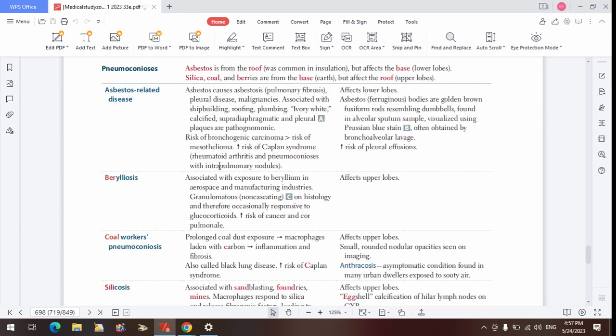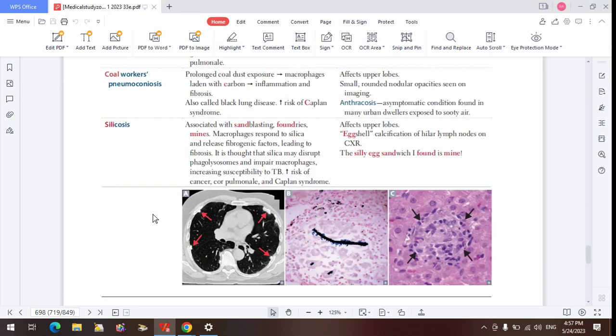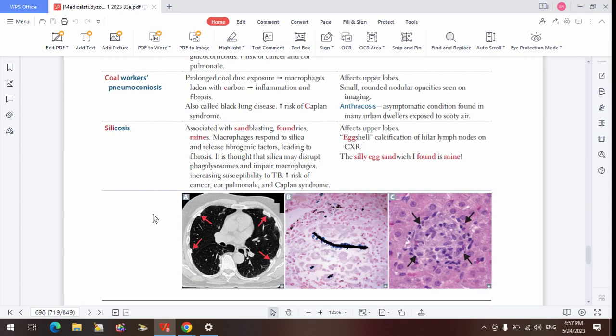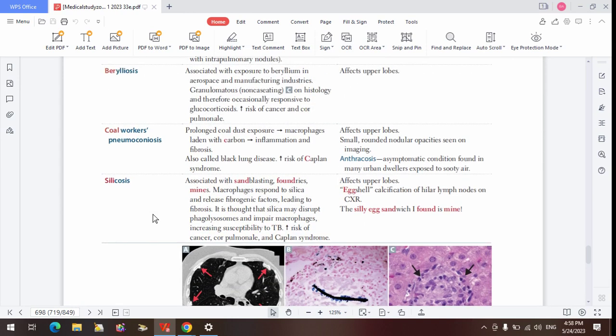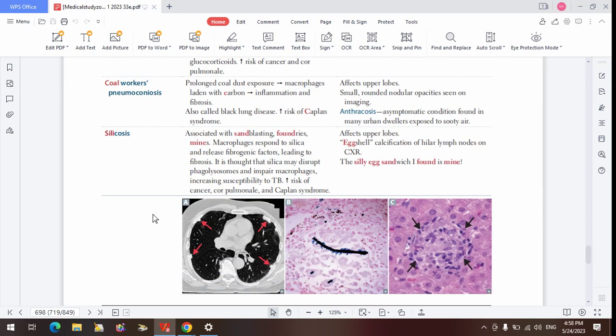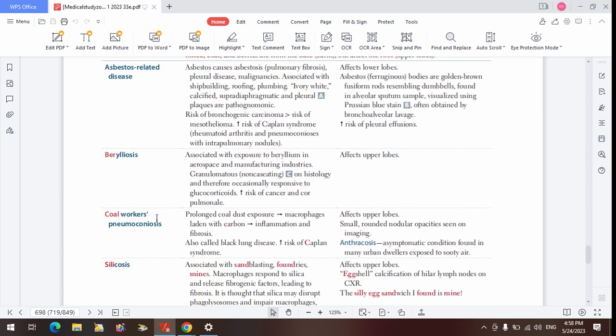So, Dr. Francois, that particular image you showed, we are talking about the asbestos. Is that the asbestosis? Yes, it's a kind of asbestos related disease, the supradiaphragmatic plaques. That is the gross picture. Those things are plaques. Thank you for sharing that.